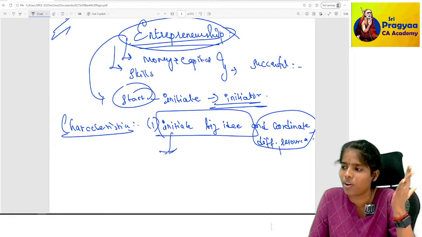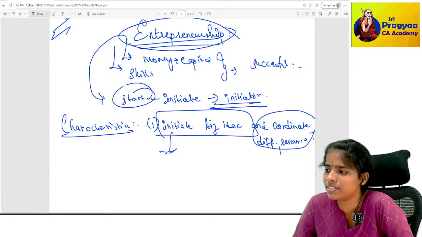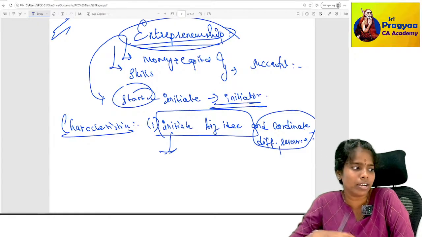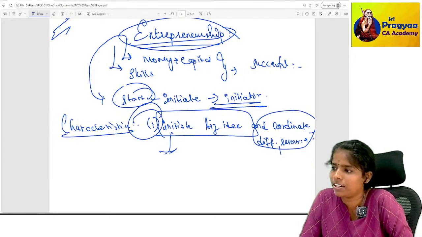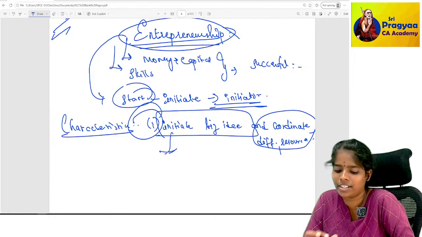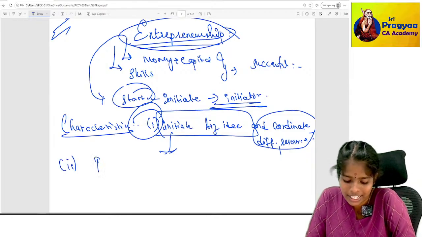He will arrange all the resources that are there. He will find from where I shall take my resources and where I will conduct my operations. Everything will be formulated by the entrepreneur. He will take all the decisions needed in order to start a business. He will take all the risk.